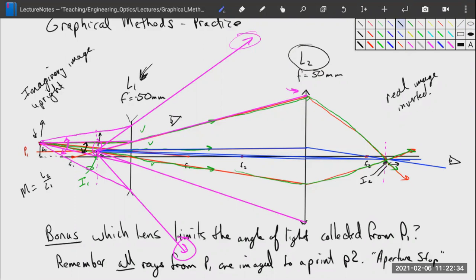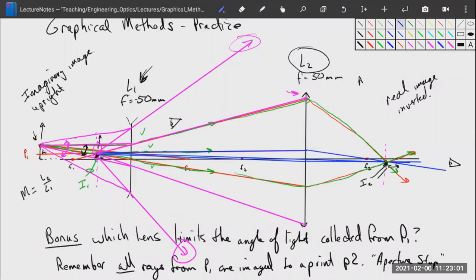Cool. So this is why the graphical method is so useful. We use the three rules in order to determine where our images are. And then once we know where the images are, we know that rays appear to come from those images that leave the lens. And so that makes it very easy to draw the rays of our system and figure out things like which one of these is the aperture stop. That's a key word here, aperture stop.